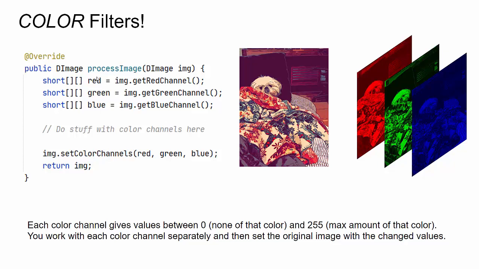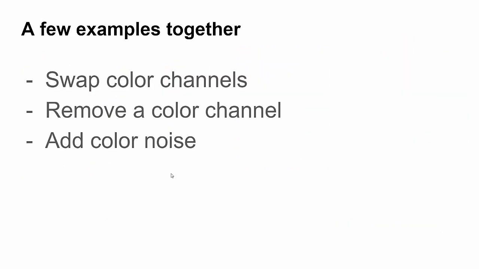So each of the values in the red array can be between 0 and 255, for none of that color or the maximum amount of that color. So what you can do now is work with the color channels separately. You can do the same kind of stuff you were doing with black and white filters here in the middle, but with each of the arrays in parallel. And then when you're done, you reset the image by saying set color channels, and you give it red, green, and blue.